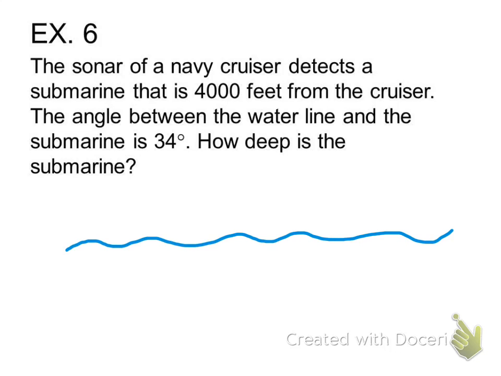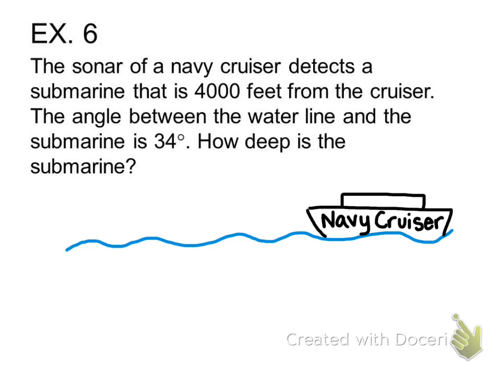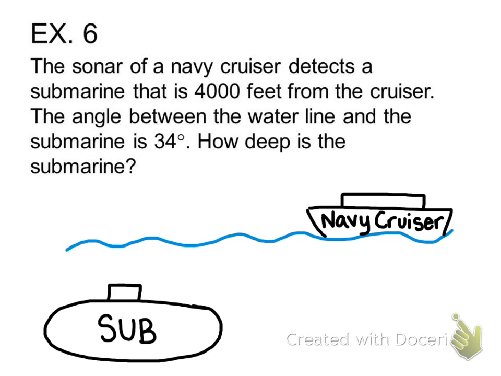Okay, so I've got water, and I have a Navy cruiser sitting on top of the water. Then a submarine that is somewhere below the water. The sonar detects the submarine, so that's the straight line distance from the Navy cruiser to the sub. Our angle of depression from the water line down to the submarine is 34 degrees. We're solving for the depth of the sub.